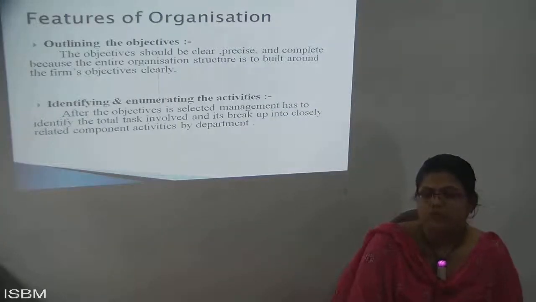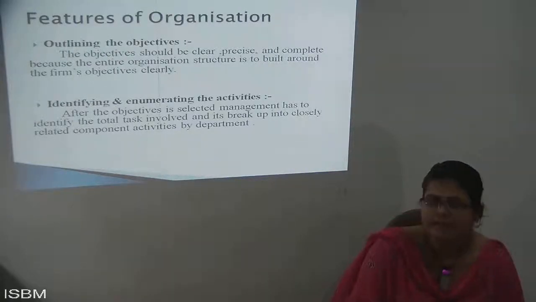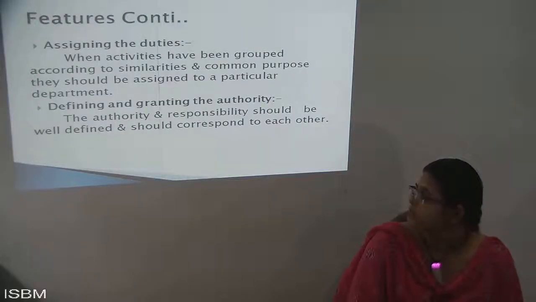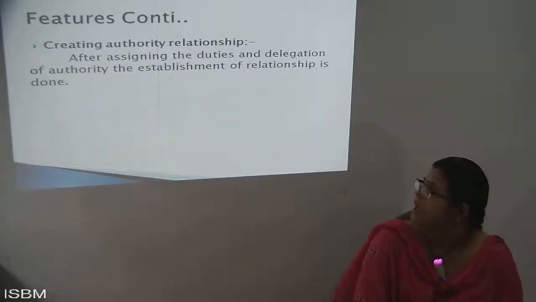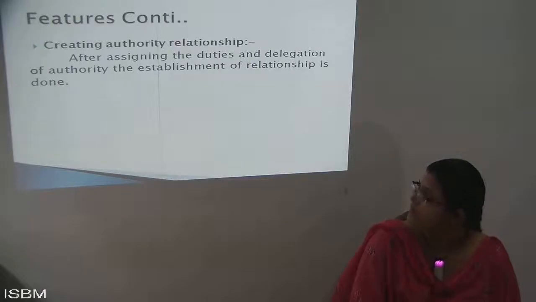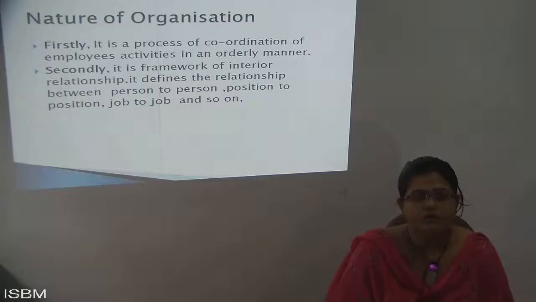So these are the features we went through: first objectives, then identifying and enumerating the activities. Then afterwards, whatever duties we were assigning, the authorities were granted at that time, creating the authority relationships. This we have learned. Now here we have learned the nature of an organization also. We learned with two concepts.